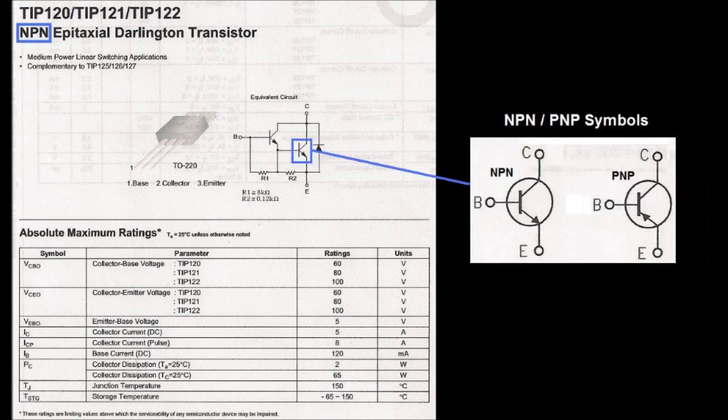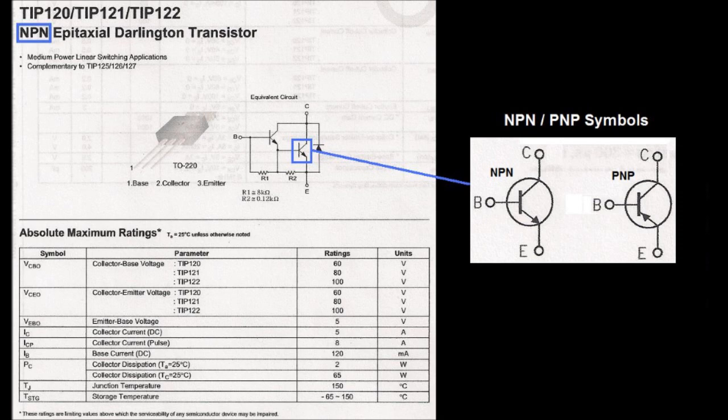Next, you have the identification of what the transistor is. Here it says it's an NPN, meaning it's a bipolar transistor. The P means that the base must have a positive charge. If it was a PNP, it would mean that the base would have to have a negative charge to turn on. To the right, you'll see my symbols.